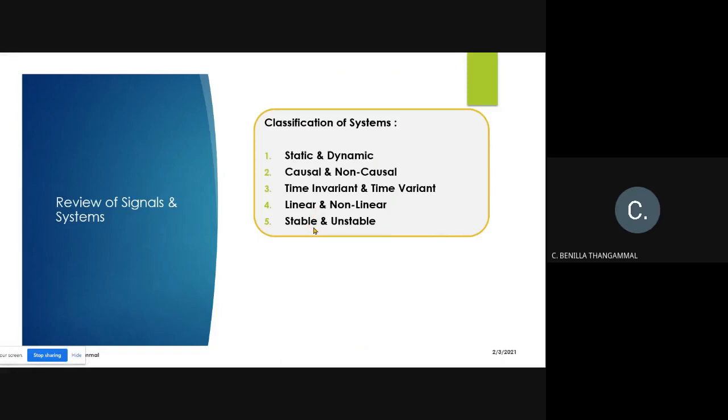Static and dynamic: if your output depends upon your present input, it is said to be static. If it depends upon either past or future, it is said to be dynamic. For example, y of n is equal to x of n is static. If y of n is equal to x of n plus 1, future, or x of n minus 7, past, then it is said to be dynamic. Similarly for causal and non-causal, if your output depends upon present and past, it is said to be causal. If any one sample depends upon the future, it is said to be non-causal.